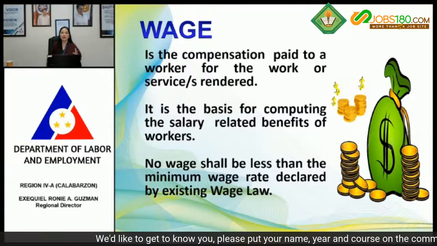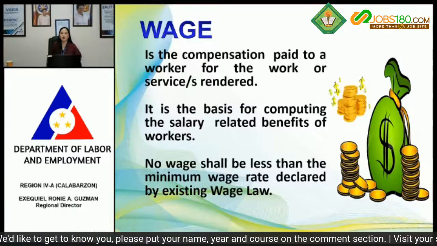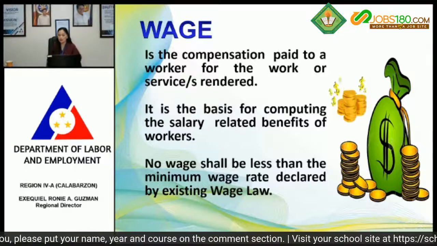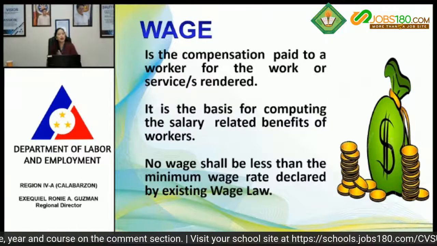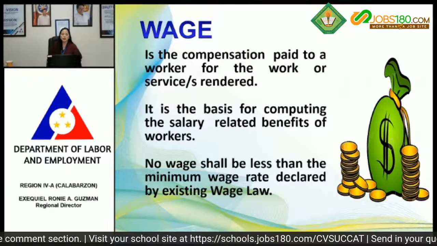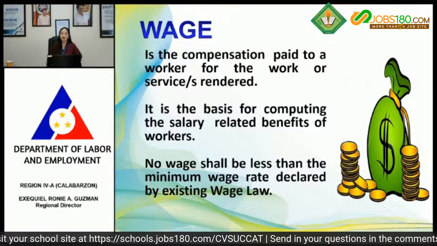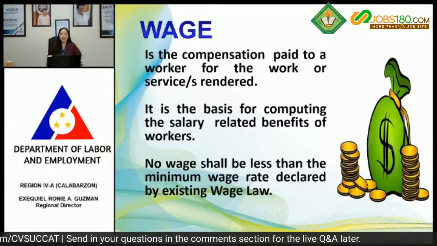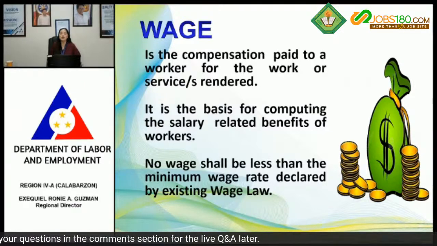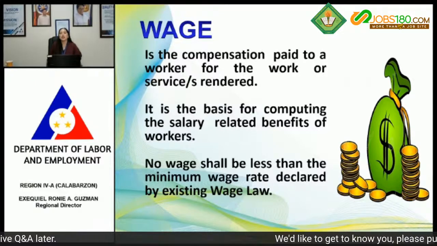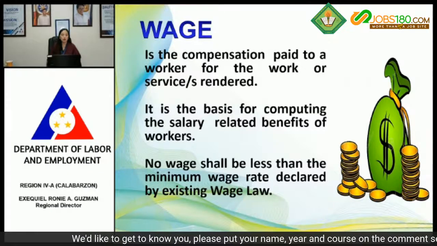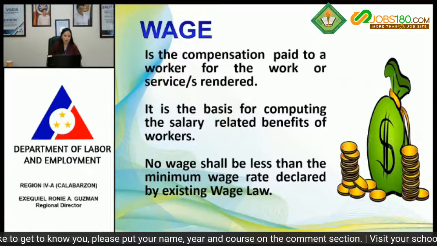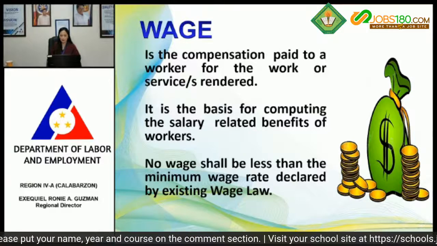Kapag kayo po ay nagpagal, pag kayo po ay nagtrabaho, meron po kayong sweldo at the end of the day or sweldo at the end of the cut-off or at the end of the month. It is the basis for computing the salary-related benefits of the worker. So no wages shall be less than the minimum wage set by the existing wage law or the Regional Tripartite Wage and Productivity Board or the NWPC, ano po, or RTWPB.